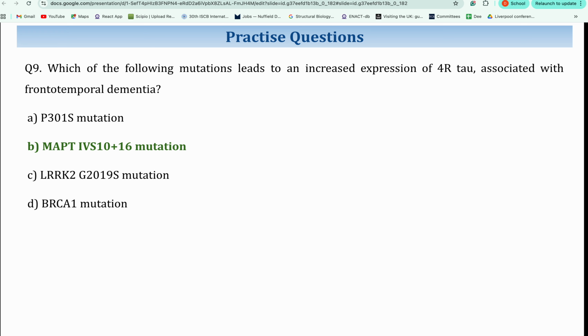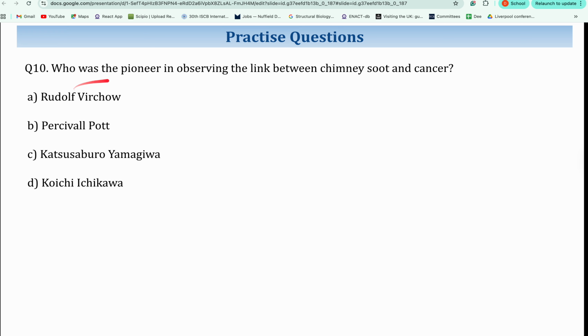Okay, let's move to the next question. The next question is, who was the pioneer in observing the link between chimney sweep and cancer? Option A, Rudolf Virchow. Option B, Percival Pott. Option C, Katsusaburo Yamagiwa. And option D is Koichi Ichikawa. So this we discussed during the initial slides.